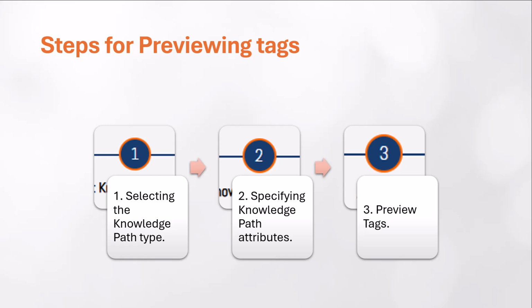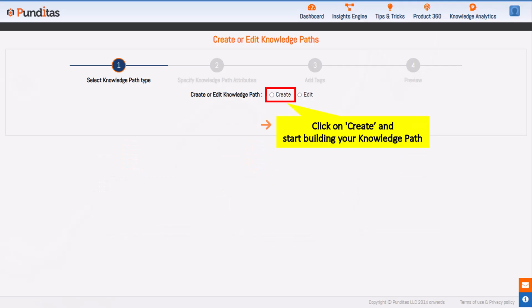Step 1, selecting the knowledge path type. Step 2, specifying knowledge path attributes. Step 3, preview tags.